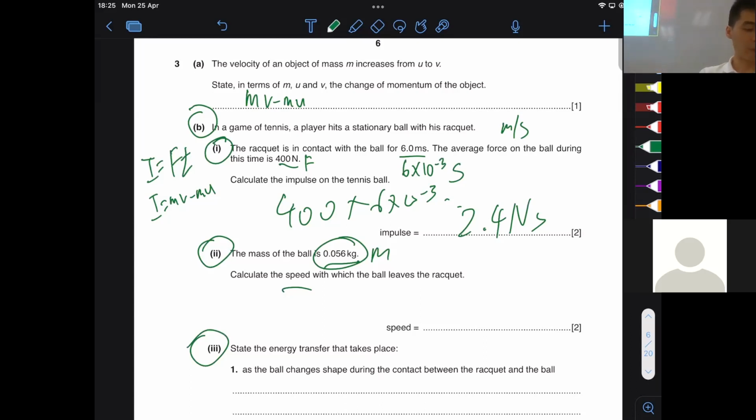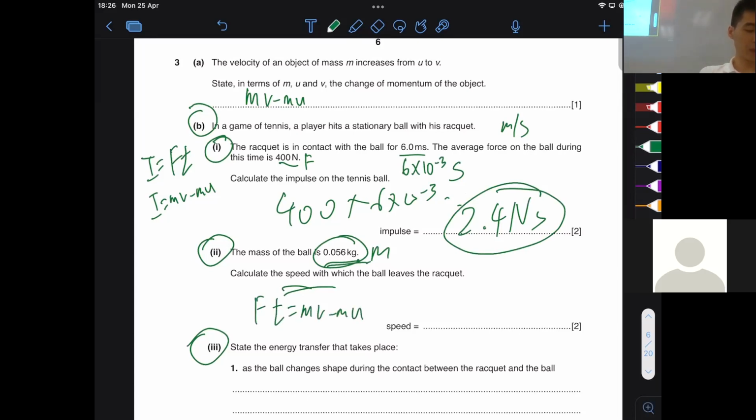So from here, it's just a matter of remembering the formula, right? If I'm given the mass, then I want to find the speed. How am I going to do it? I already have this already, right? Can I use the FT, use the mv minus mu formula? Then if this is already here, this is going to be substituted into here. This is going to be substituted into here. You still have two unknowns, right? How do I find these two unknowns? One of it is going to be 0. Why?